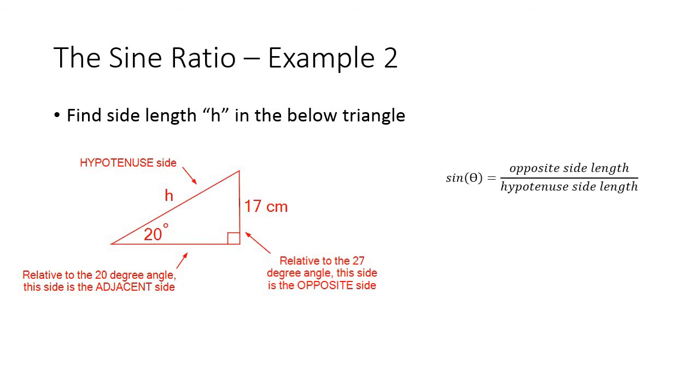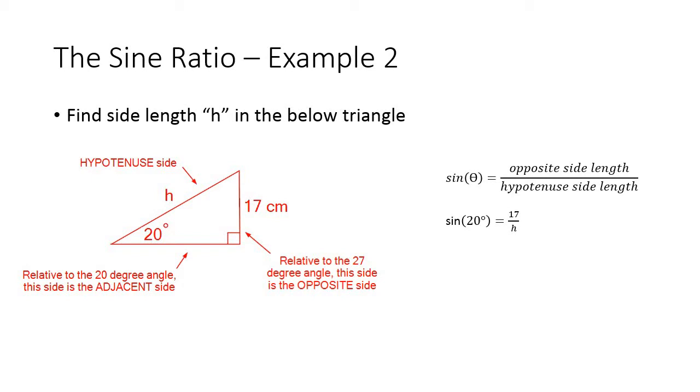So because we're dealing again with the opposite and hypotenuse side lengths, we're dealing with the sine ratio. Let's plug in what we know. 20 is the angle, 17 is the opposite side length, and h is the hypotenuse side length. We need to get h by itself, i.e. we need to solve for h, so we need it in the numerator and only by itself on one side of the equation. So right now it's in the denominator, we need to deal with that first.